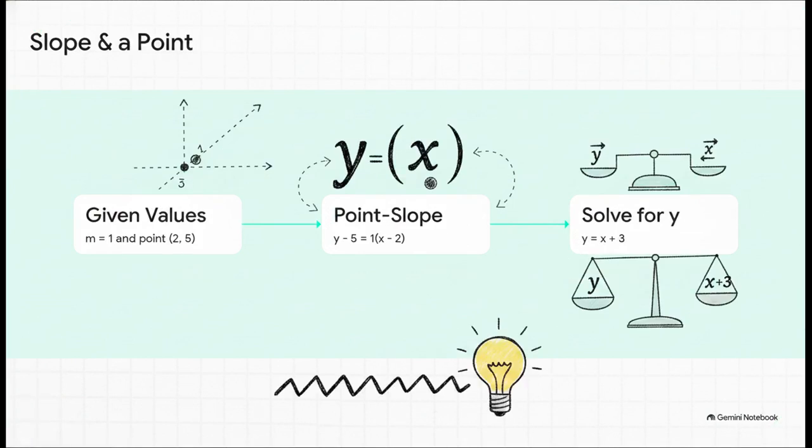But what if you have the slope, and instead of the starting point, you just have one random location on the line? Say we have a slope of 1 and an ordered pair of 2, 5. For this, we use a bit of algebraic scaffolding called the point-slope form. By plugging our numbers into this temporary formula, we can do some quick algebra to isolate y. And once you solve it, it neatly transforms right back into our comfortable slope-intercept form, y equals x plus 3.